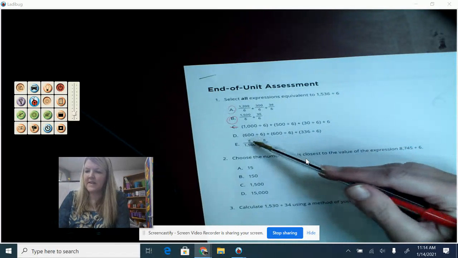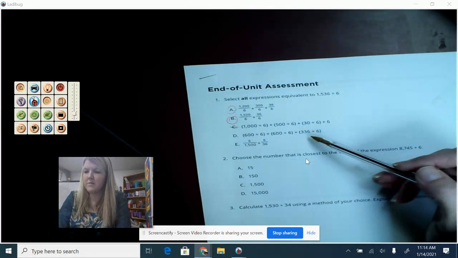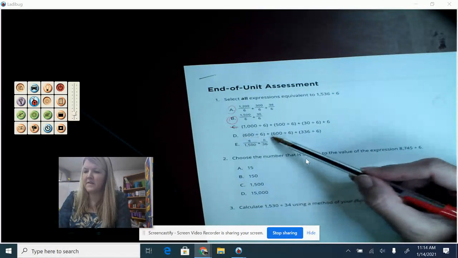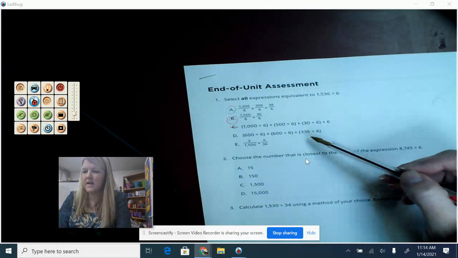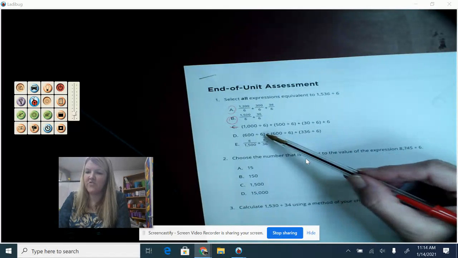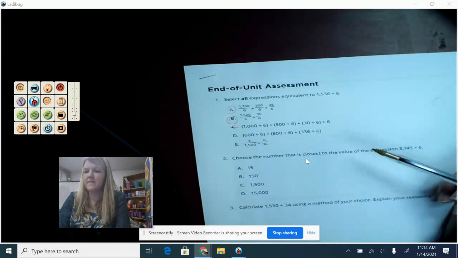Now, if we did D, 600 plus 600 plus 336, so that gives us 600 plus 600 is 1,200, and then plus 336 would give us 1,536, and they divided each one of them by 6. So that would work.